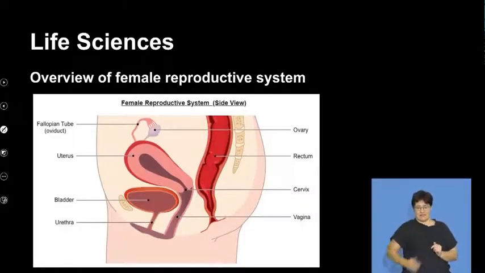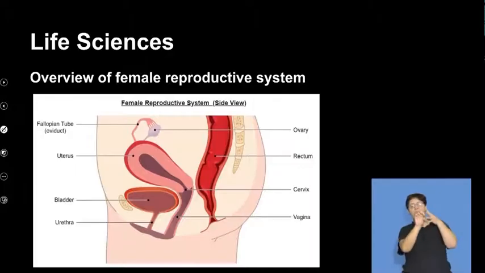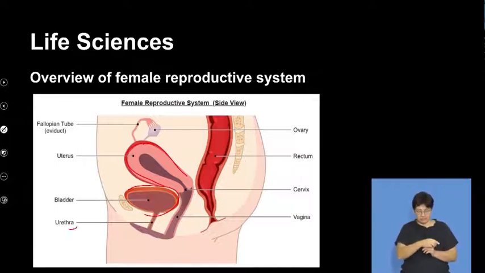So again, looking at those parts, we're able to identify the uterus as a muscular organ. We're able to see that just below the uterus, in front of it, is the bladder. We have an opening called the urethra, which is different to the male reproductive system, which is a separate tube in the females. In the side view, we can see the fallopian tube and we can see the position of the ovaries. We're also able to identify the position of the vagina and the location of the cervix.